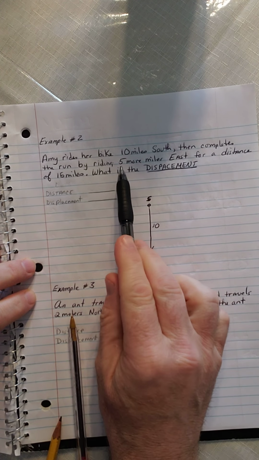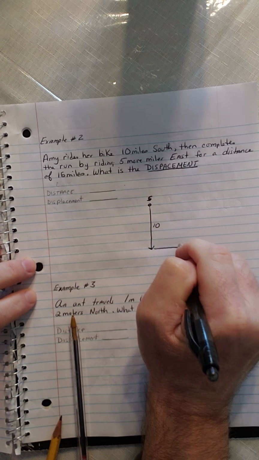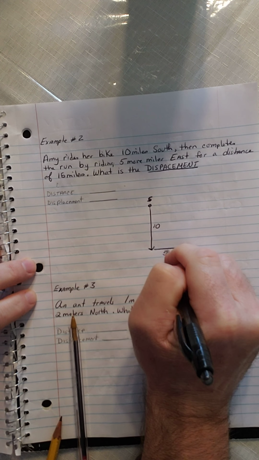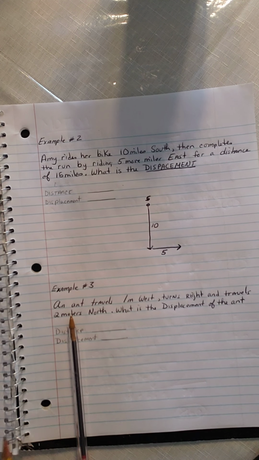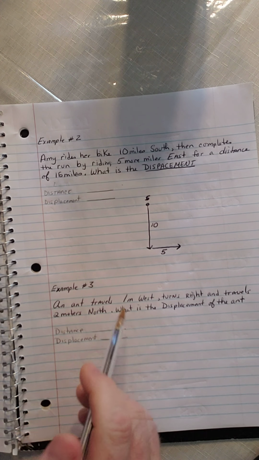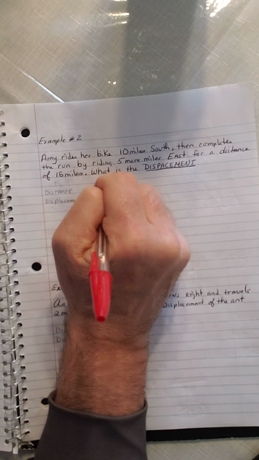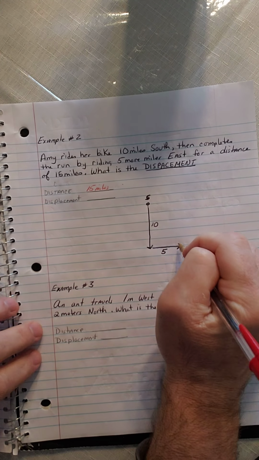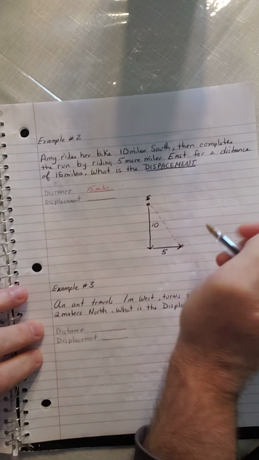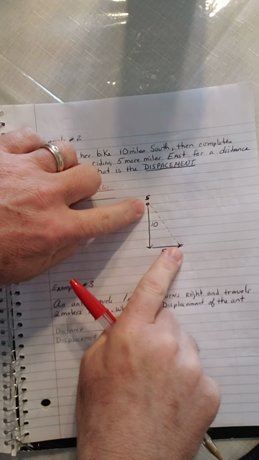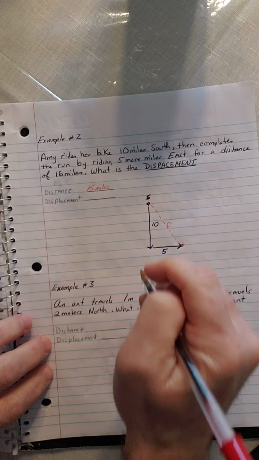Then she completes the run by going 5 more miles east. So I'm just going to draw another line representing the eastward motion. So there's my distance traveled, 10 plus 5. So my distance here is 15 miles. What we want to do now is calculate the actual displacement. The displacement is from the start to the finish, and that's going to be C.